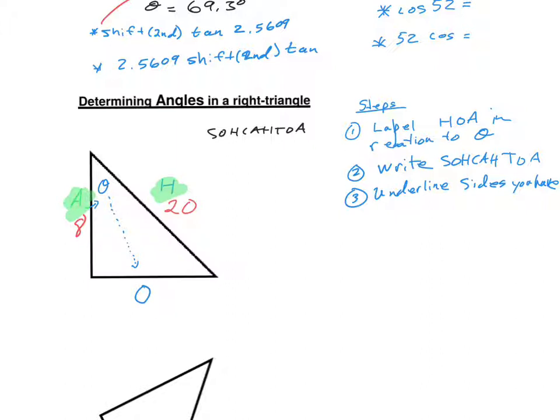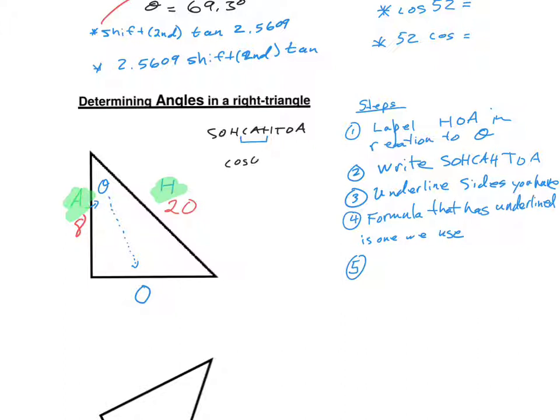Now, in order to use SOHCAHTOA, once we've highlighted what we want, we look for the SOH, CAH, or TOA that has the two sides that we're using. So in this case, CAH, C-A-H, is going to be used. And then what we do is we just simply substitute into an equation. So this means the following.